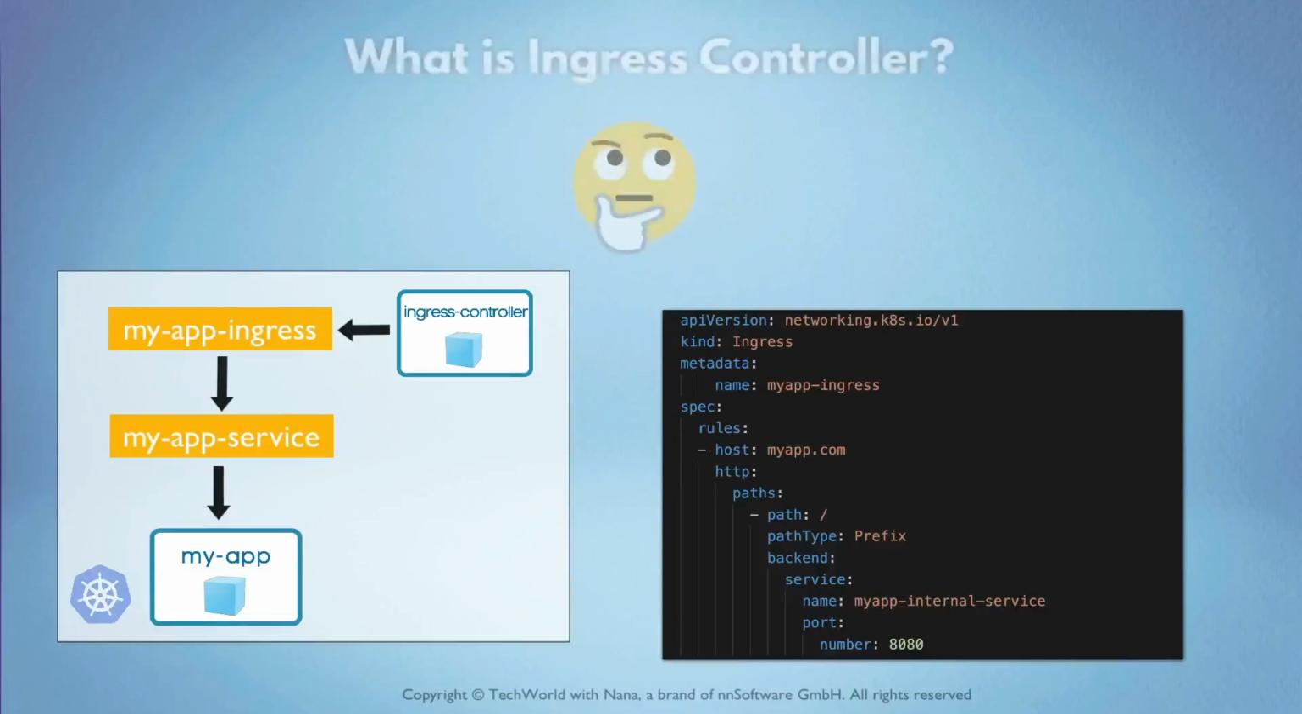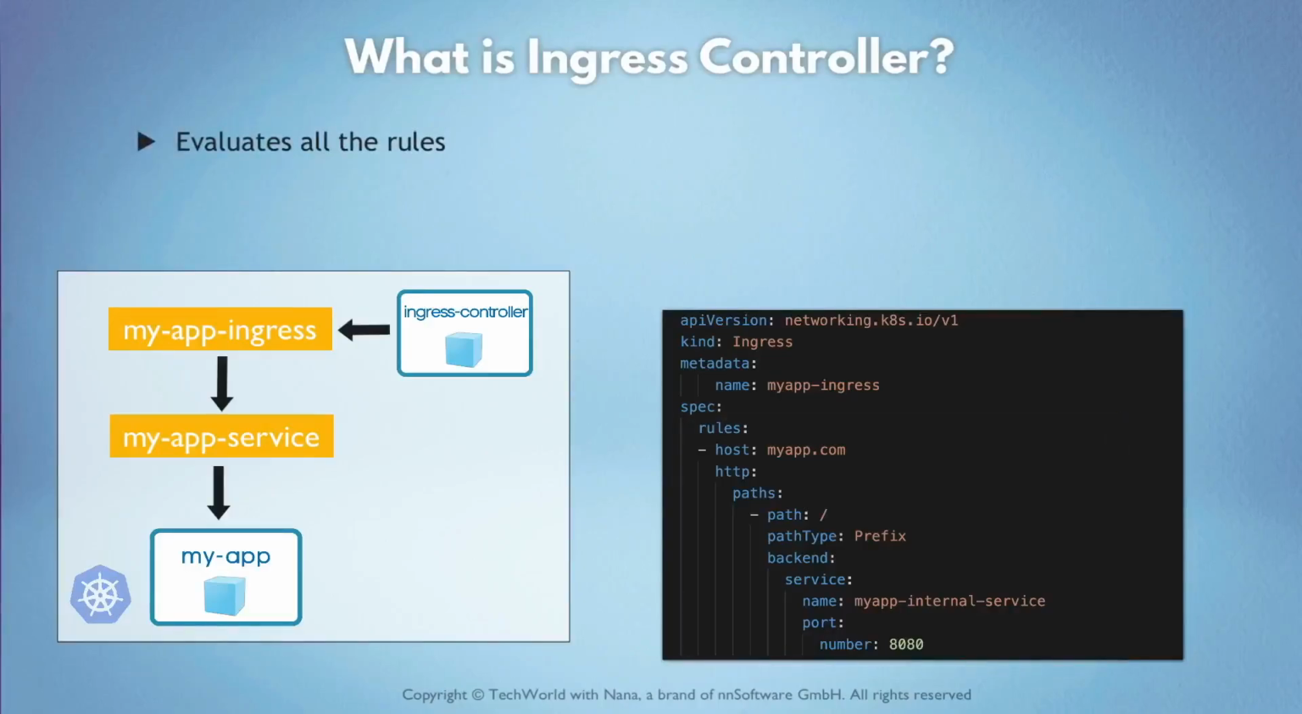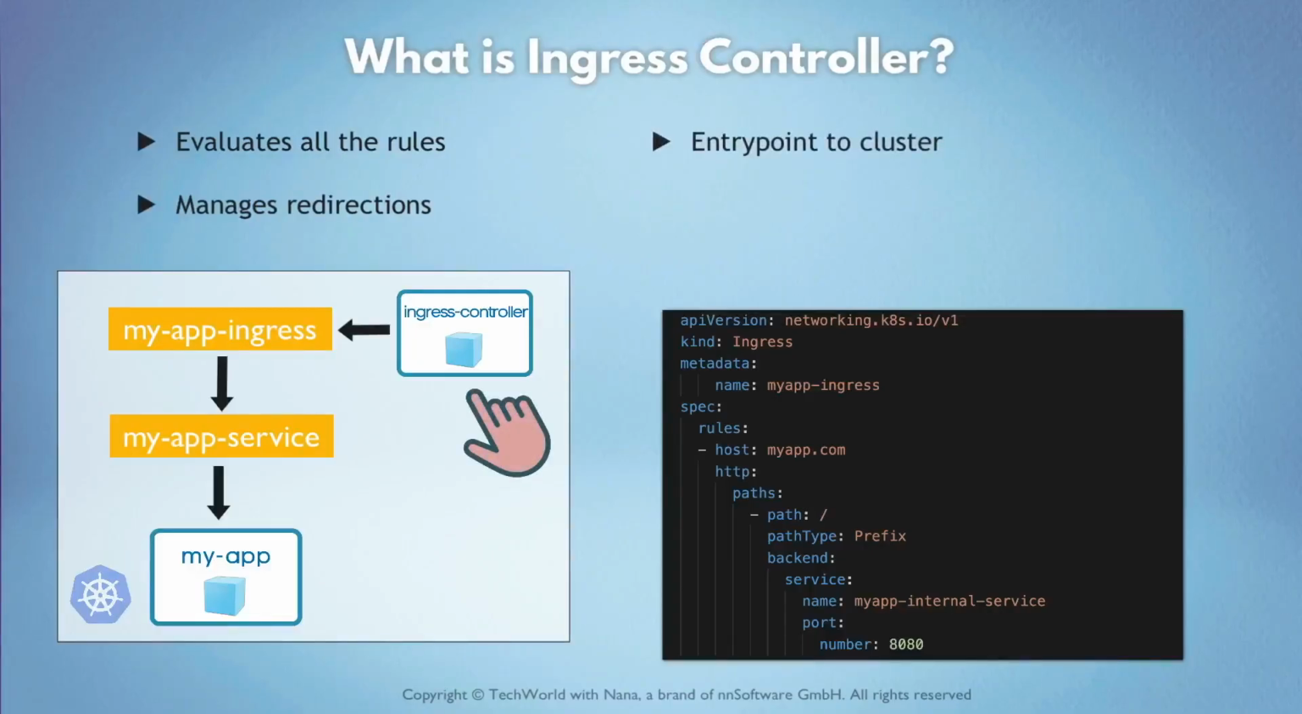So what is Ingress Controller exactly? The function of Ingress Controller is to evaluate all the rules that you have defined in your cluster, and this way to manage all the redirections. So basically, this will be the entry point in the cluster for all the requests to that domain or subdomain rules that you've configured. And this will evaluate all the rules because you may have 50 rules or 50 ingress components created in your cluster. It will evaluate all the rules and decide based on that which forwarding rule applies for that specific request.